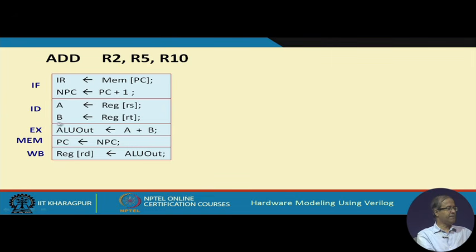Second stage, IMM I am not showing because this instruction does not require IMM, it only requires reg RS and reg RT. So, they are stored in A and B. In the EX stage it will decode that it is an add. So, there will be an addition operation, A plus B will be carried out, and the result will be stored in ALU out. In MEM, nothing other than NPC goes to PC, this copying, nothing else is done. And in the write back, whatever ALU out is computed will finally be written to the register RD, RD is R2, right. So, in this way this instruction gets executed, these are the steps.